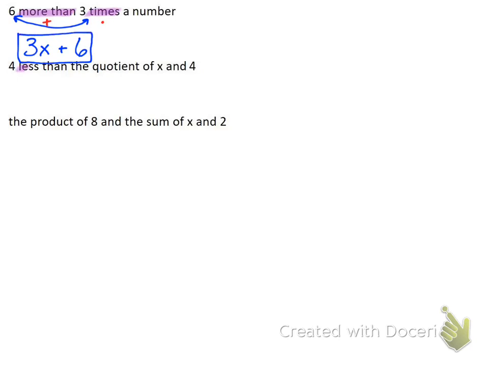With the next one, I've got less than and quotient. Again, less than is going to change the order. So I'm going to flip the 4 and the quotient. Quotient means division, so I'm going to go x divided by 4, and then minus 4.